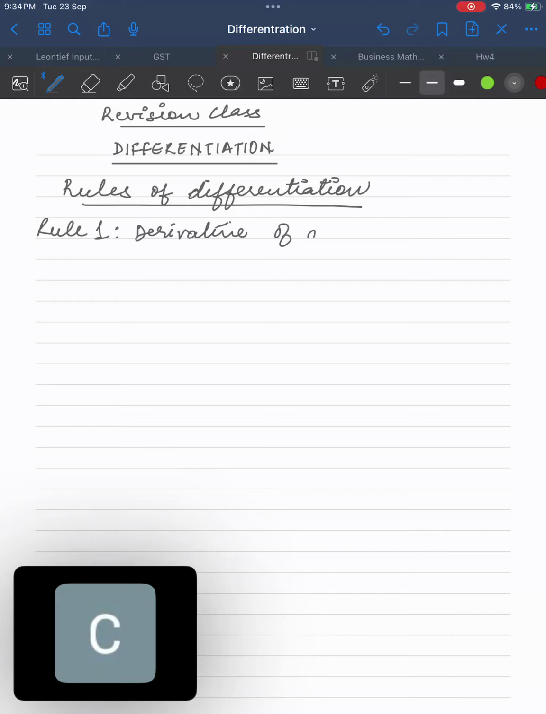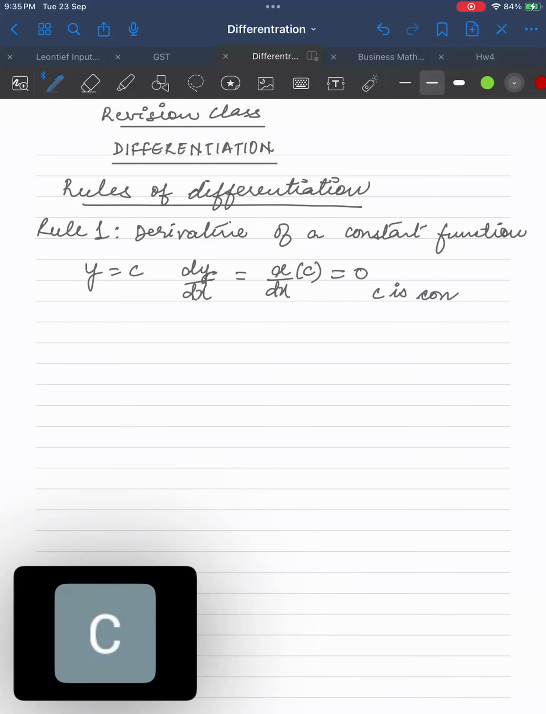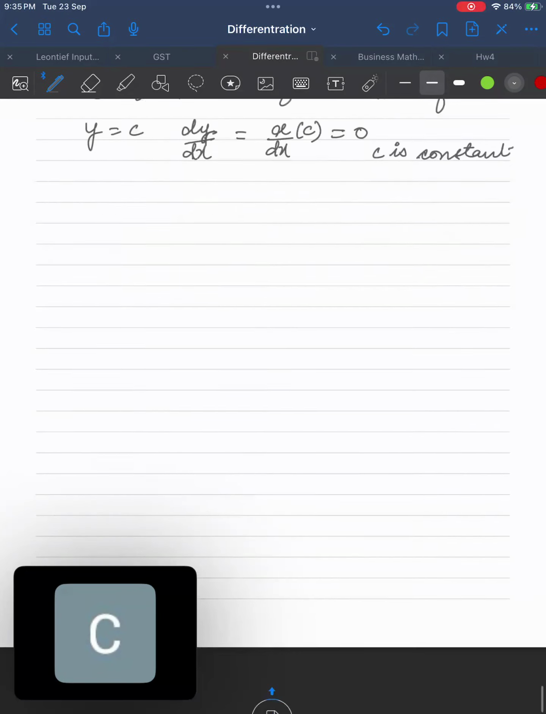Derivative of a constant function. This is the first rule. Suppose y is equal to c, some function is c, and c is a constant. Here, if I'm interested in the derivative, dy upon dx means d upon dx of c, which is equal to 0. Why? Because c is a constant. Let's do some questions, but very simple and very fast.